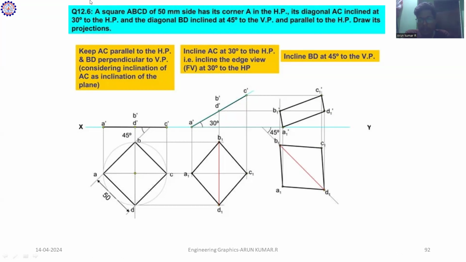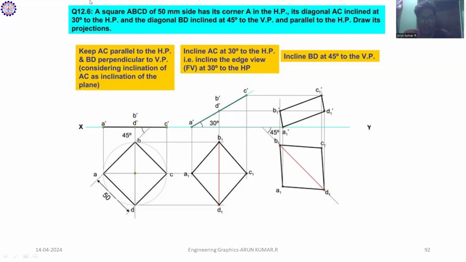First of all, you have to find out what data is given in your problem. First, what is the plane mentioned in your problem? It is a square. A square has four corners, and the side value given is 50 mm. So that is the first data.